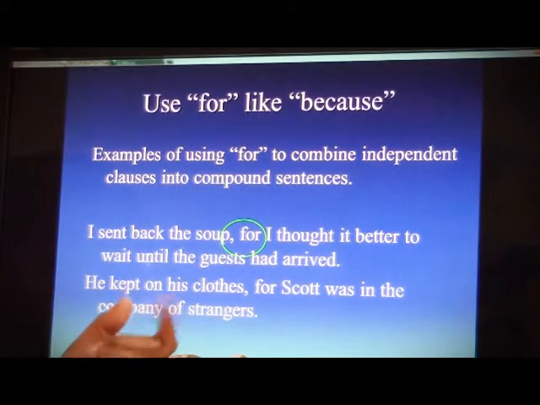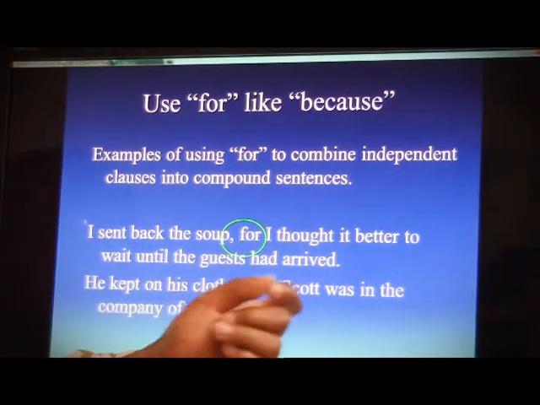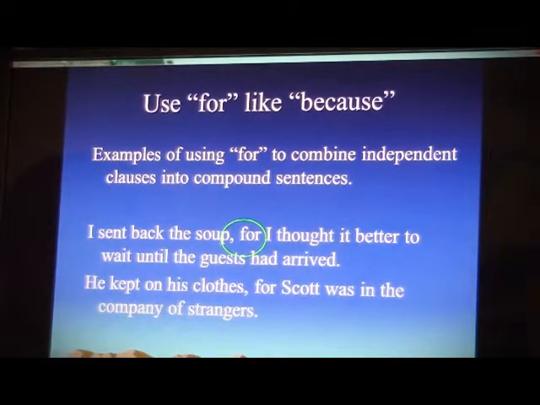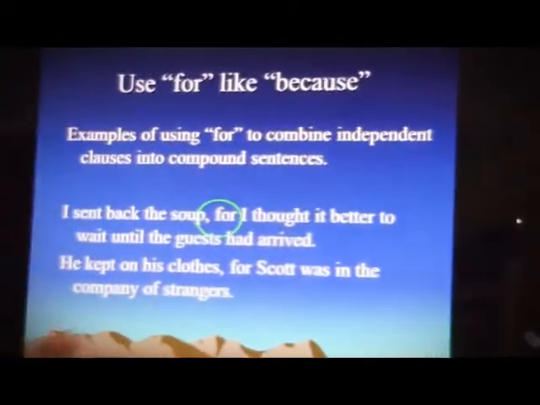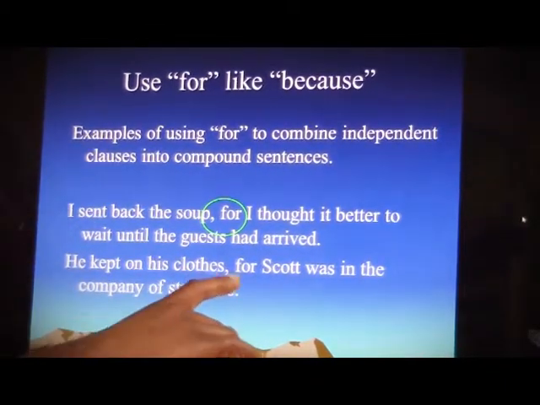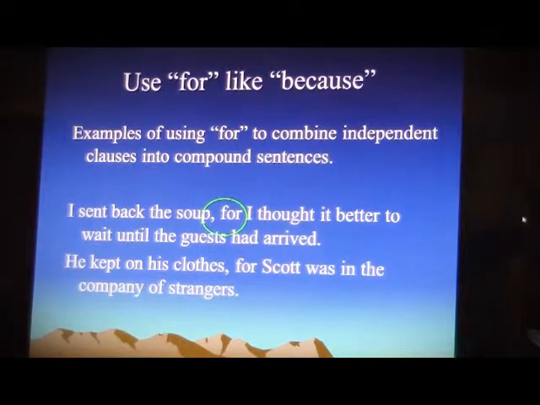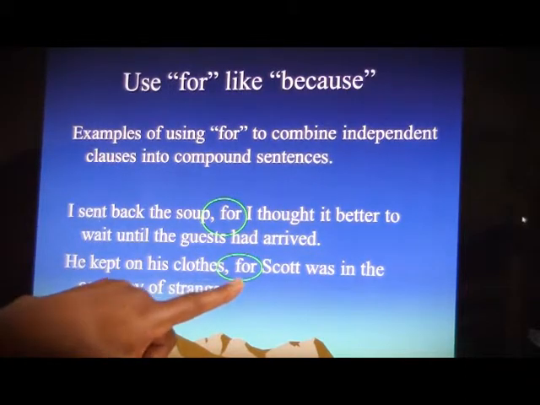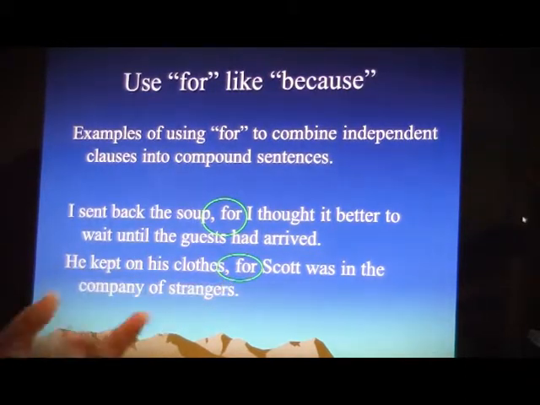He kept on his clothes, for Scott was in the company of strangers. Scott was a little strange in the first place. Why was he even thinking about taking off his clothes? But hey, he was in the company of strangers. He knew to be cool. So he kept on his clothes, for Scott was in the company of strangers. Again, you want to focus on the for and the comma, not so much on how weird Scott is.